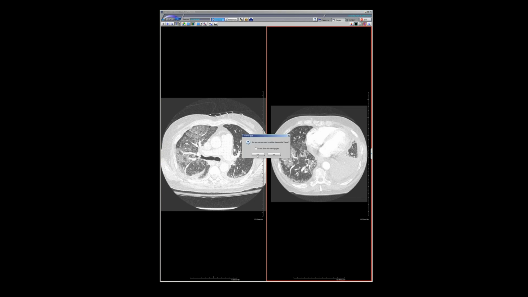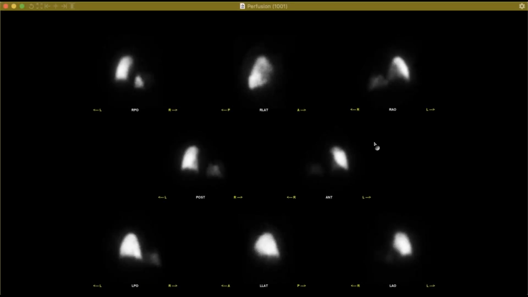Is there anyone else who has cases? All right, I can show a few here. All right, so I will start with this. Everyone see a perfusion scan?